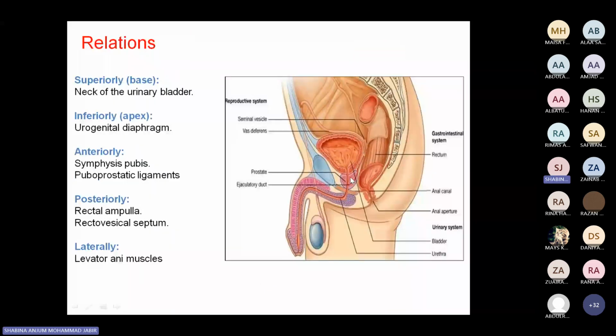What will be the relations? So this is superior, this is inferior, this is anterior, this is posterior. What is superiorly? Superiorly we have the neck of the bladder.